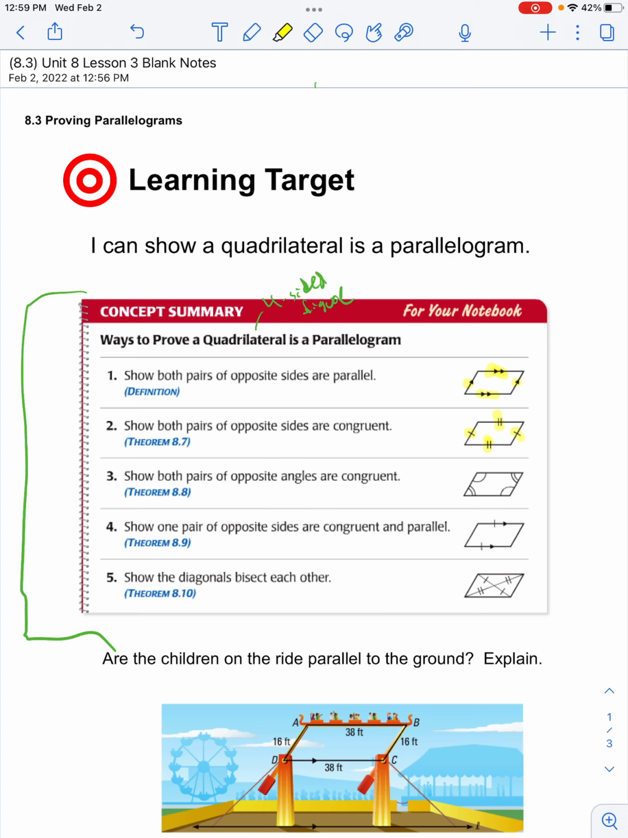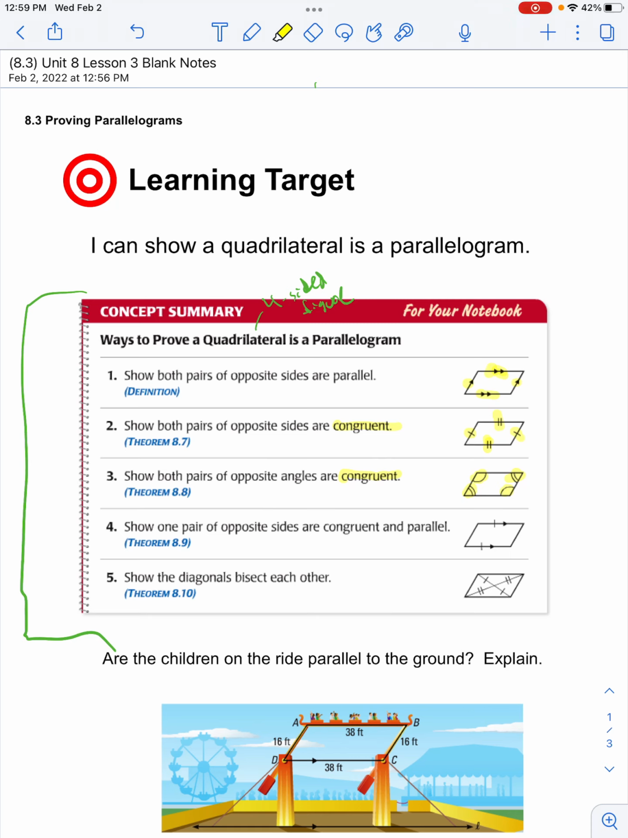Third, show that opposite angles are congruent. Congruent means the same, or the exact same. This has 1 arc, this has 1 arc, so those 2 angles are the same. This one has 2 arcs, this one has 2 arcs, therefore those 2 are the same.